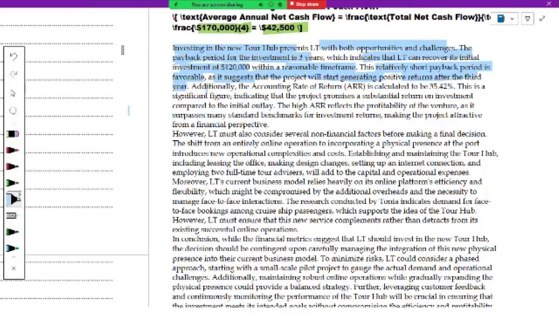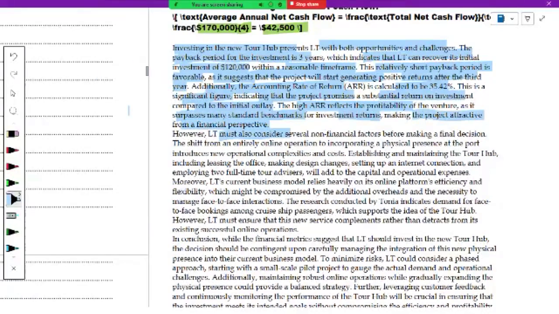Additionally, the accounting rate of return is calculated to be 35.42%. This is a significant figure, indicating that the project promises a substantial return compared to the initial outlay. The high ARR reflects the profitability of the venture as it surpasses many standard benchmarks for investment returns, making the project attractive from a financial perspective.